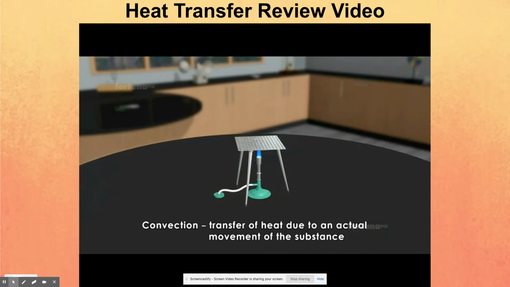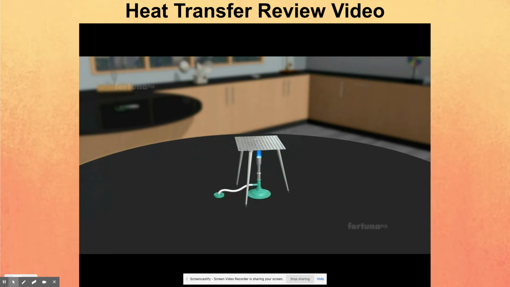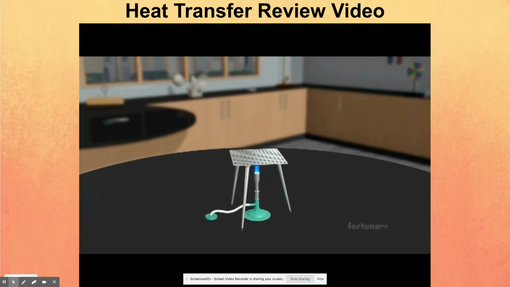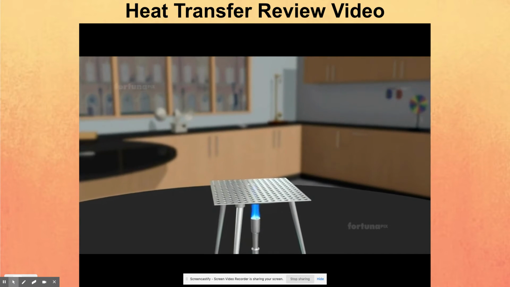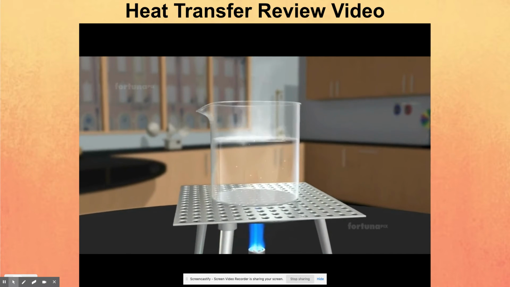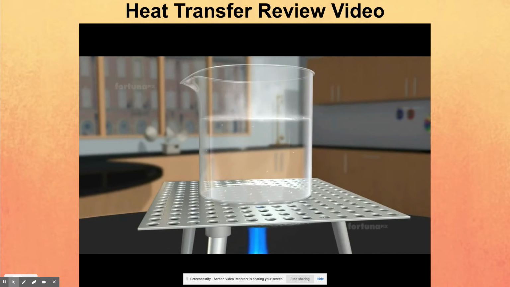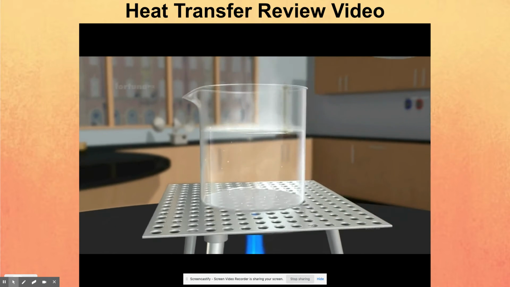Convection is a transfer of heat due to an actual movement of the substance. This process occurs in liquids and gases, but not in solids. Let's observe convection in action. Fill a beaker with water and heat it over a burner. As the water heats up, we will be able to observe a swirling movement that's beginning. Water at the bottom of the beaker, where the flames are in contact with the glass, will get hotter and rise up, allowing the cooler upper layers of water to take its place.